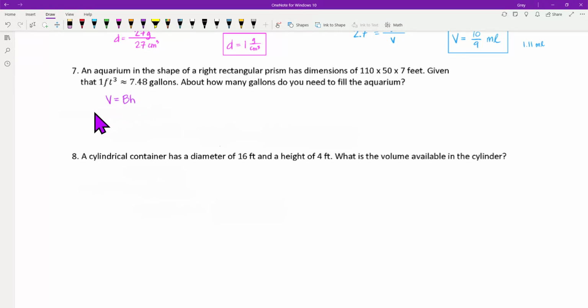So what is my base? I mean, it doesn't really matter, y'all. I just picked the first 2 numbers. Okay, so that's 100 times 50 and then times 7. You just multiply them all together. That is 38,500 cubic feet.